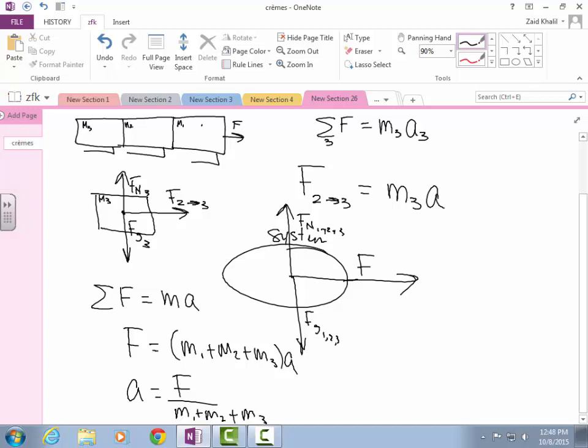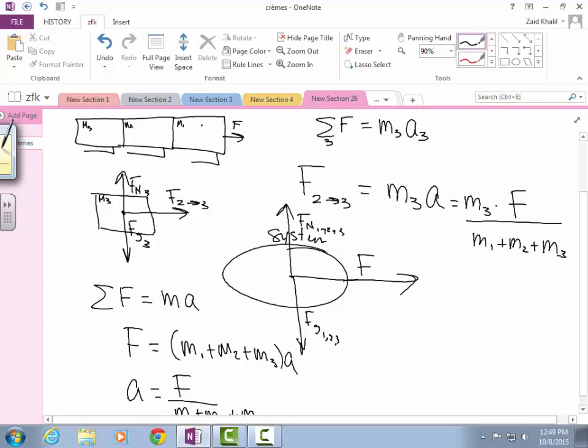And so now I'm going to take this A, and notice this A is the A of the system, correct? That A of the system has to equal A of the third car. Why? Because they're all connected. So we plug this in. What do we get? We get M3 times F over M1 plus M2 plus M3.